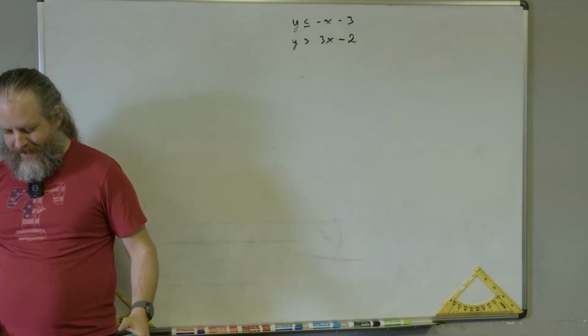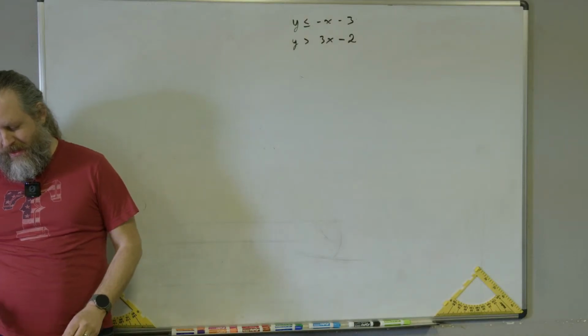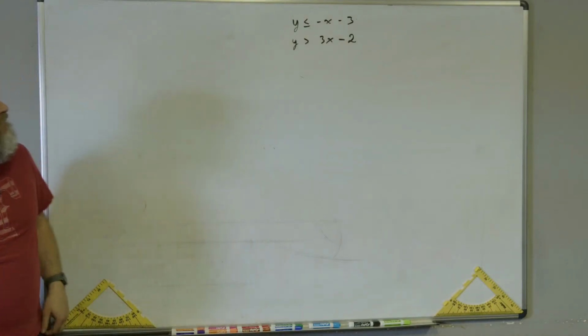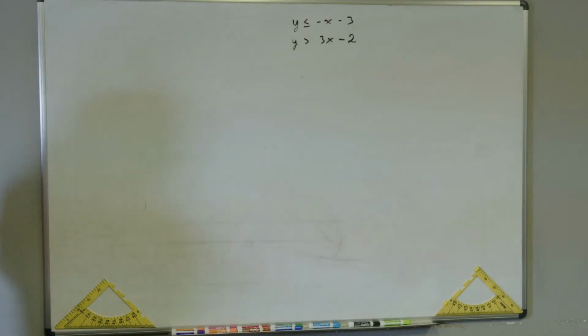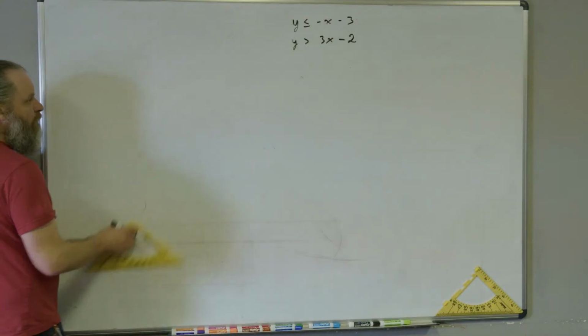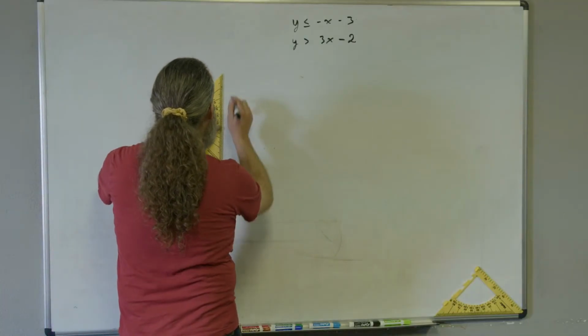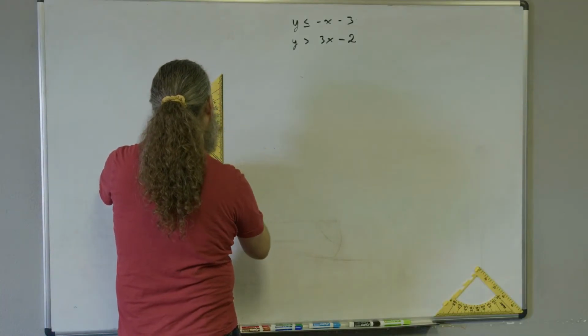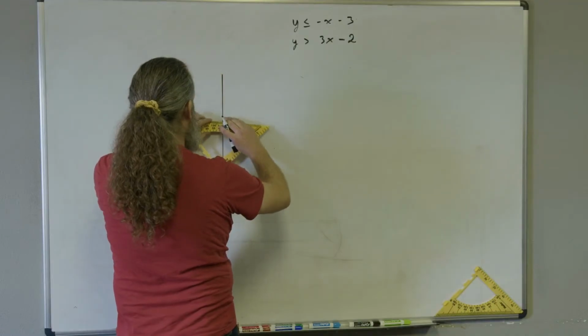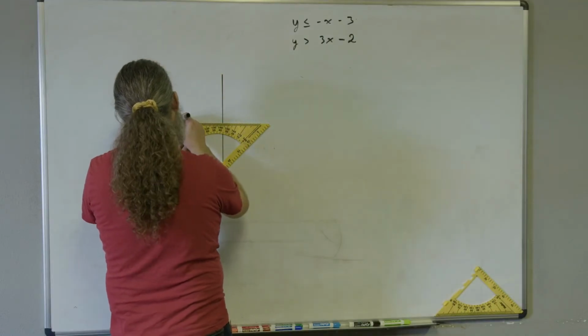All right. The instructions say solve by graphing. So that's what we're going to do. You were provided a coordinate grid on the worksheet. So we know we're going to need that, right?